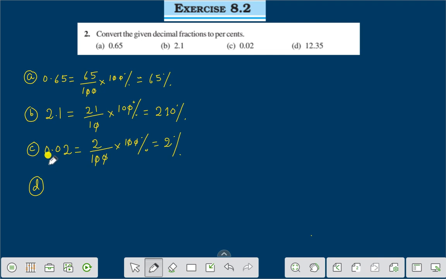Question number D is 12.35. That will be equal to 1235 divided by 100 into 100%. That comes to this 0 will cut, this 0 will cut, and you are getting 1235%.